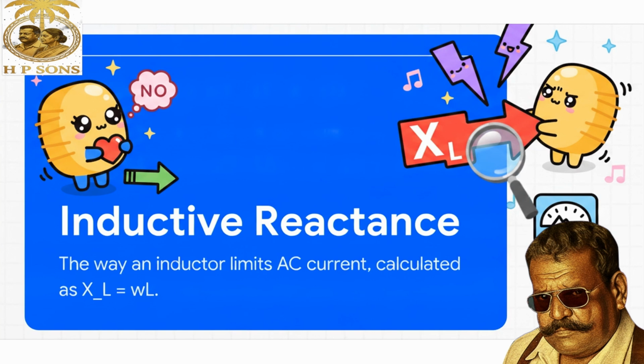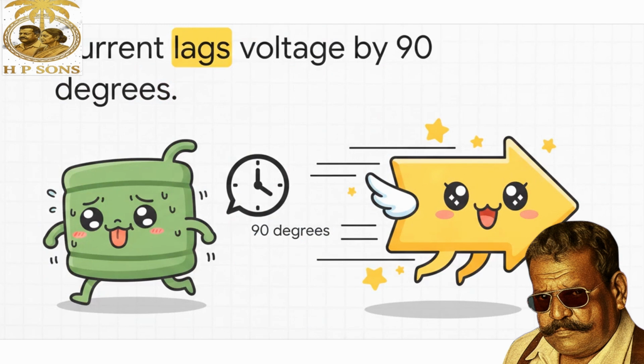It acts super sluggishly. This opposition to the current is called inductive reactance. And what's absolutely fascinating here is that this reactance scales up with the frequency of the current. Literally, the faster the AC current tries to change, the harder the inductor pushes back. Because it so aggressively resists change, the current through an inductor always arrives late to the party.